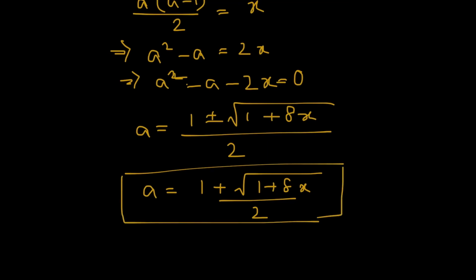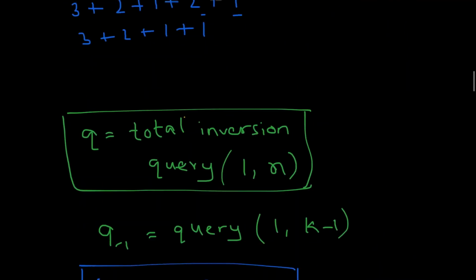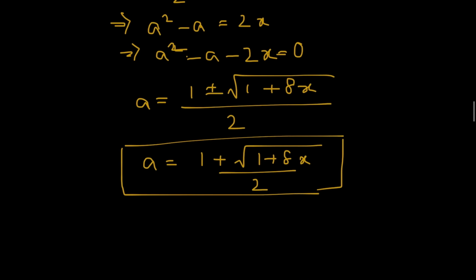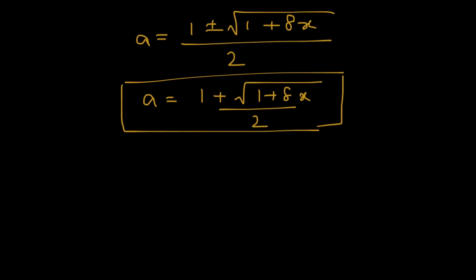So now I know the length for both. I know that the first subsequence has length A, that I can find from here. The second subsequence has length B, that I derived earlier. And also I know K, that is this value. Still, I didn't discuss how I found K. I will discuss it now. So if you know A and B, let's say this is the whole array.